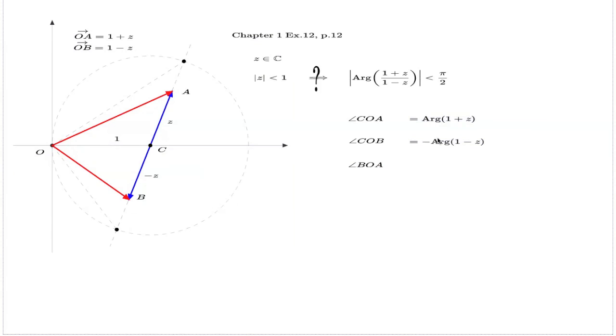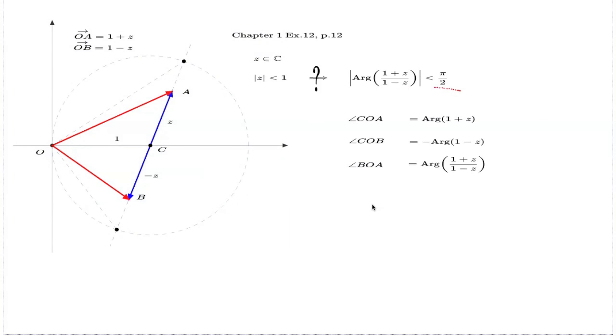So it's the difference of these two arguments, and we know that the difference of arguments corresponds to the argument of a quotient, like so. So angle BOA here is the argument of the quotient of the numbers 1 plus z and 1 take z. And that's the argument we are looking at. So all we have to show is that this angle BOA is less than pi on 2. How can we see that?